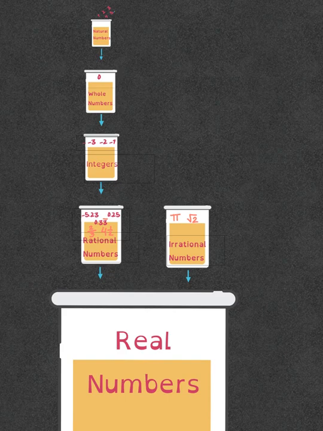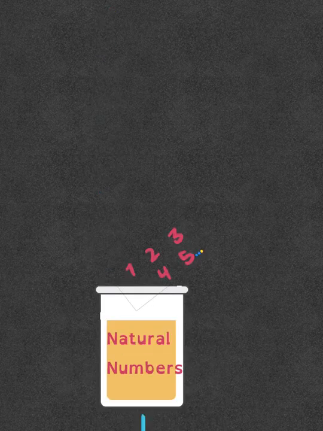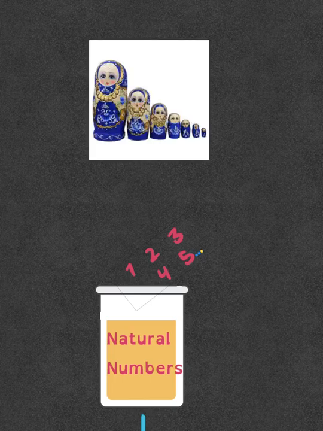Today, we are going to be discussing the real number system. There are subsets within the real number system that we are going to be discussing. We are going to start with natural numbers, also known as counting numbers. Natural numbers include 1, 2, 3, 4, 5, and it continues on and on and on in a positive direction.